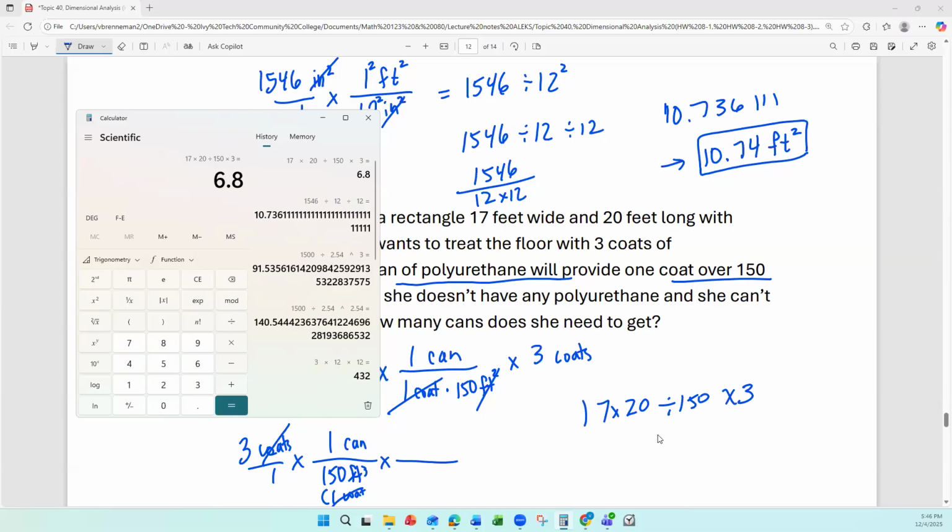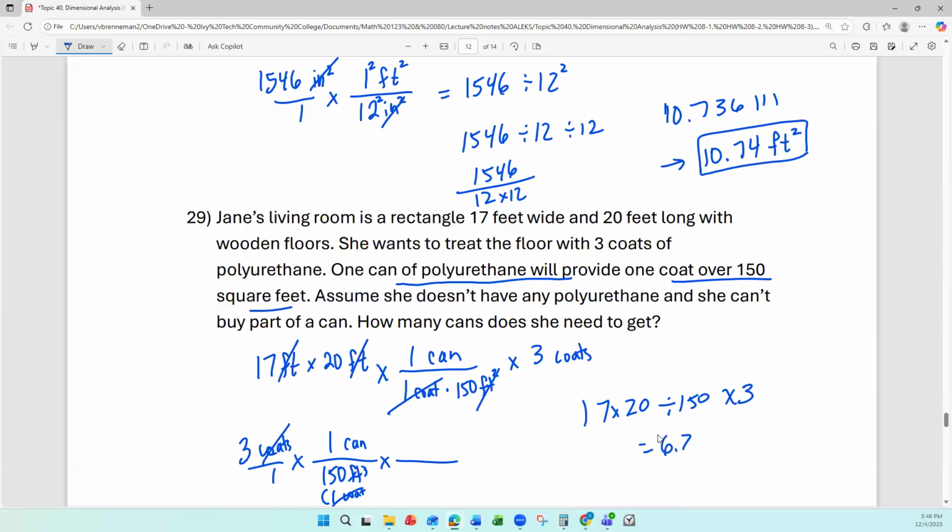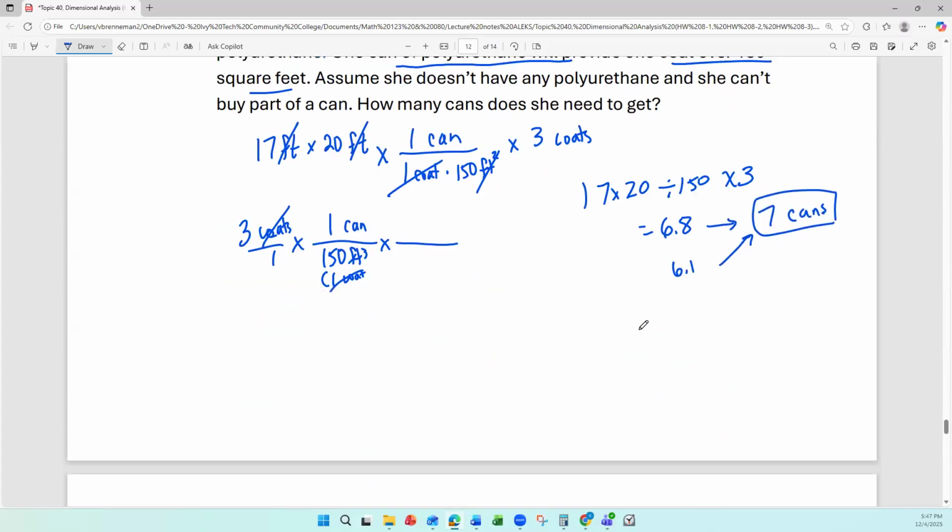It comes out 6.8. So she can't get part of a can. She has to go up to 7 cans. Now, even if it was 6.1, she would still need to get 7 cans. So in this context, you will round up regardless. So you won't be following regular rounding rules.